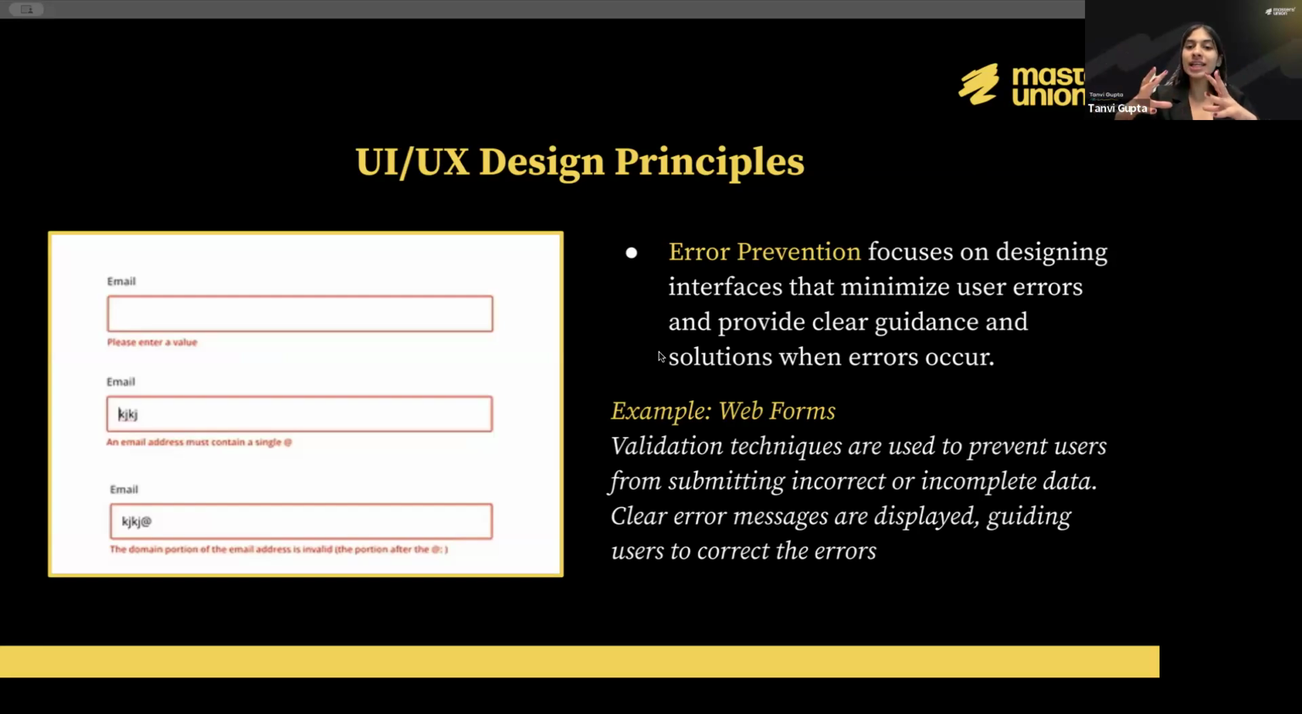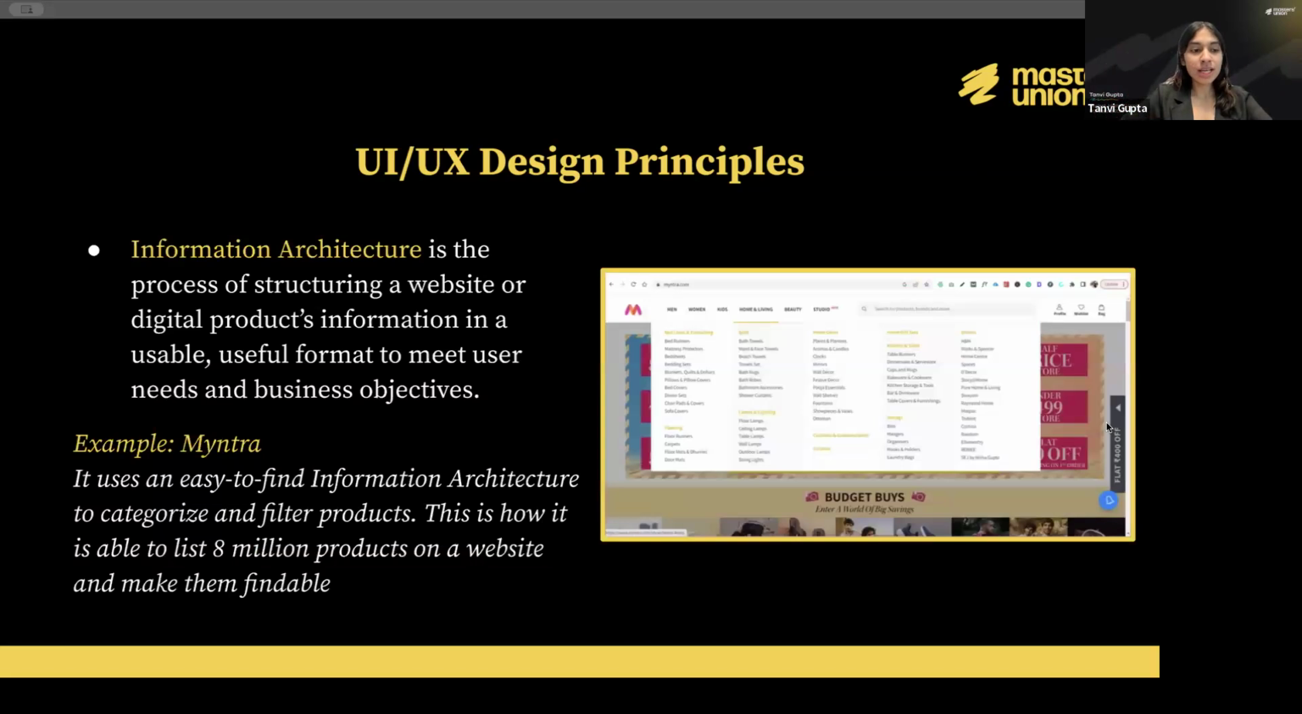It focuses on designing interfaces that minimize user errors and provide clear guidance and solutions when errors occur. And mostly you'll see it while filling forms, or on any bank or government websites. This is where you'll see the error prevention design. Then the fifth is information architecture.